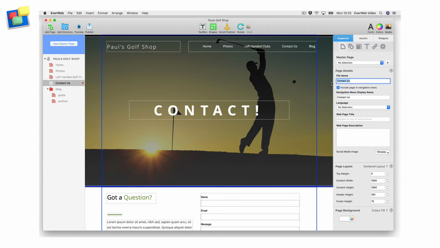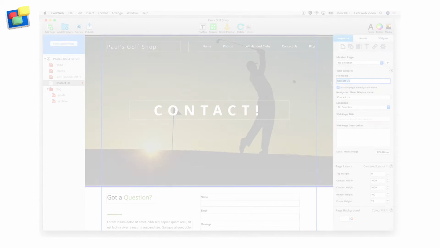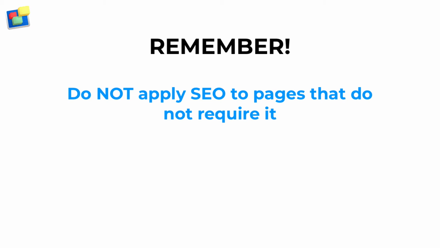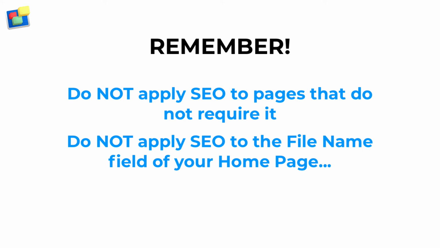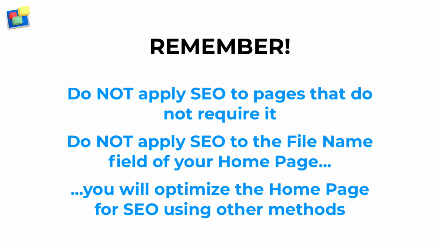This rule applies to other optimizations that we will be discussing later on in the course. If the page does not require optimization, you do not need to do any SEO work on that particular page. Note that you do not need to apply page name optimization to the home page of your site, as the home page's file name will always be index.html. This is a typical way that websites work, but we can still optimize the home page using the other methods that we will discuss later on in the course.